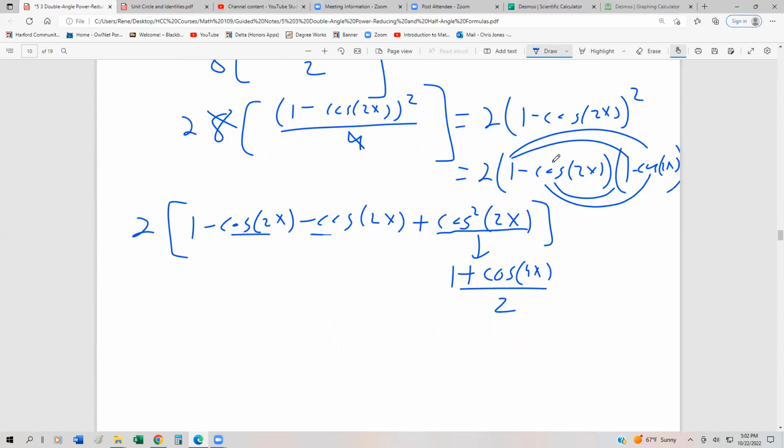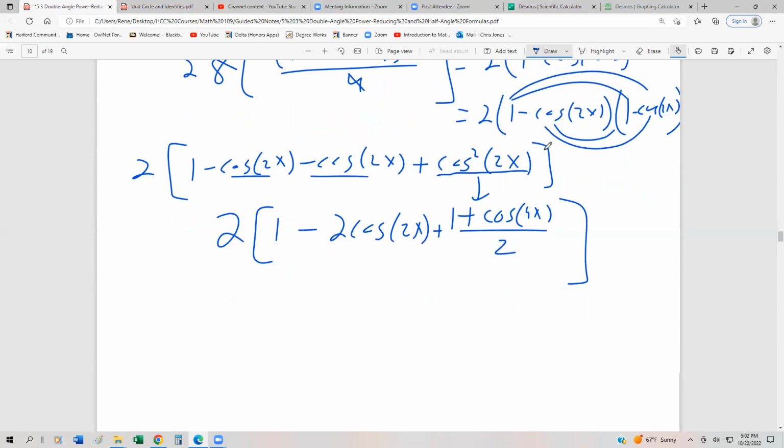Okay. These two are going to combine, so we get a minus 2 cos 2x. And then finally, we have the 1 out front. We still have everything multiplied by 2. All right. Now let's distribute the 2 to everything. When we distribute the 2 here, it's going to cancel that out. So we end up with 2 minus 4 cos of 2x plus 1 plus cos 4x.